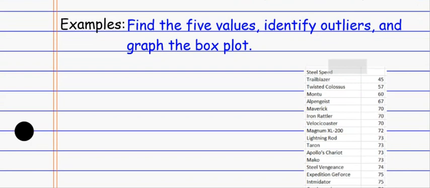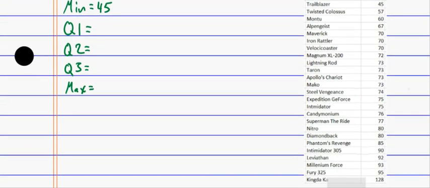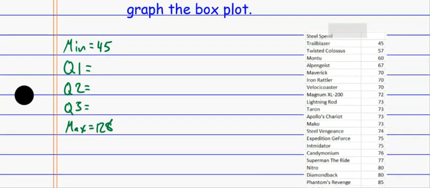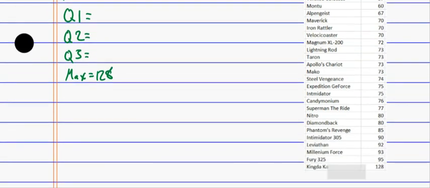For example, I'm going to find the 5-value summary, identify any outliers, and then I'm going to graph the thing, okay? So again, let's do the minimum, first quartile, second quartile, third quartile, maximum. Okay, that's my 5-value summary that I'm going to do. And so the minimum this time is the 45. The maximum this time is the 128. And again, we can see those right here. These are already listed in order, so I can see the minimum here and I can see the maximum here.